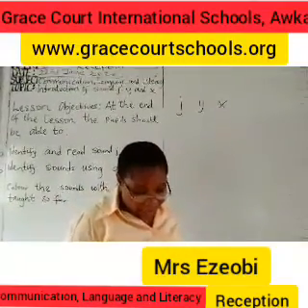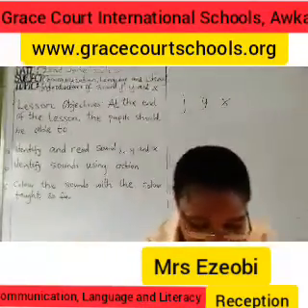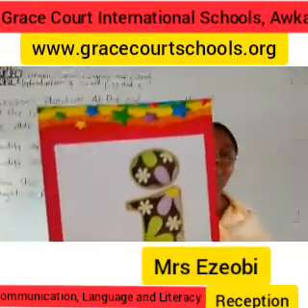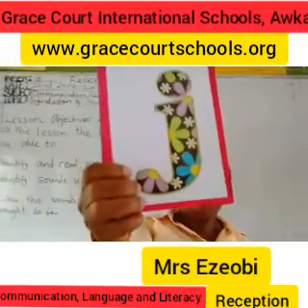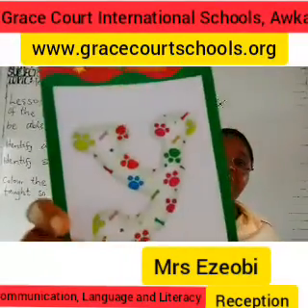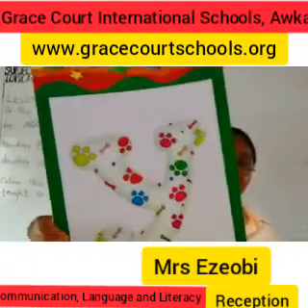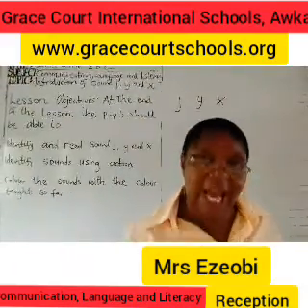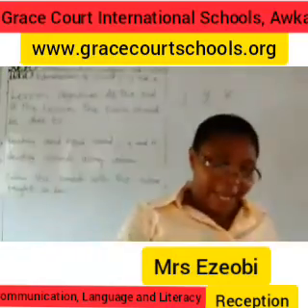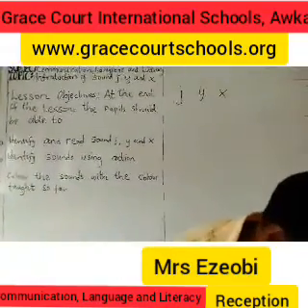Okay, let's see the sounds using flashcard. This is sound J. This is J. Can you see it? Okay. This is Y. Sound Y. Then this is sound X. Sound X. Right, so let's see them using action.